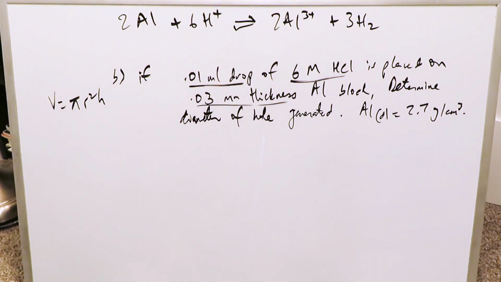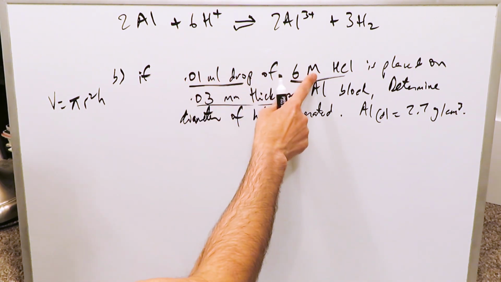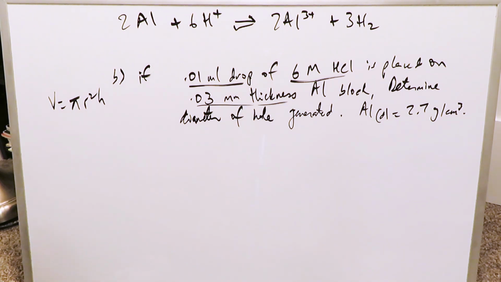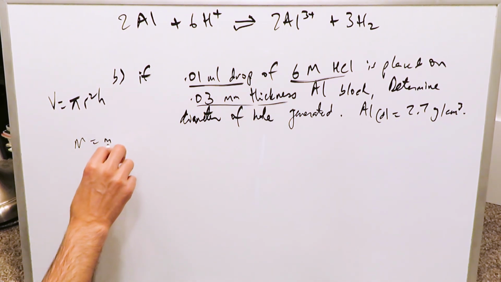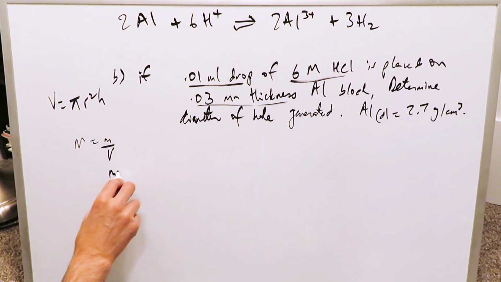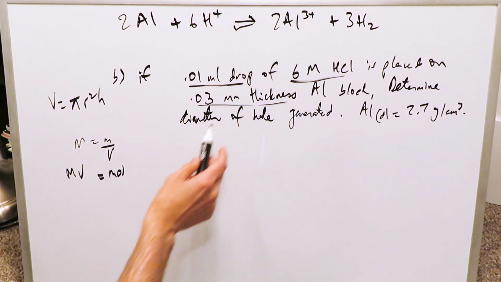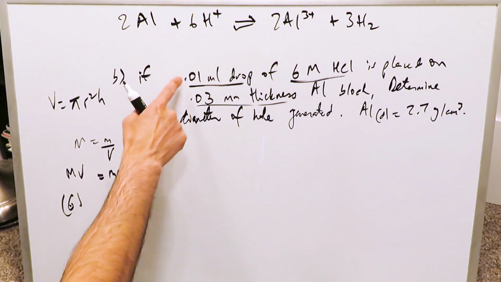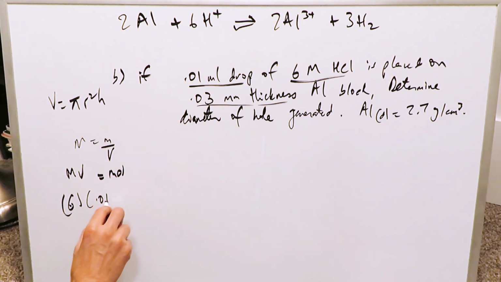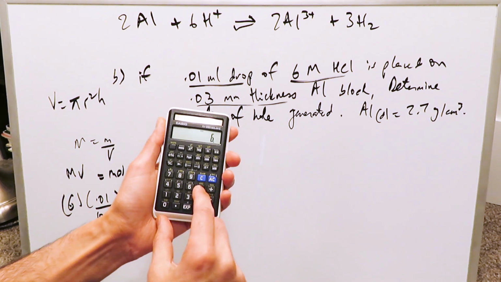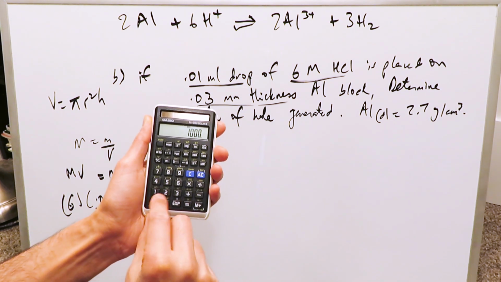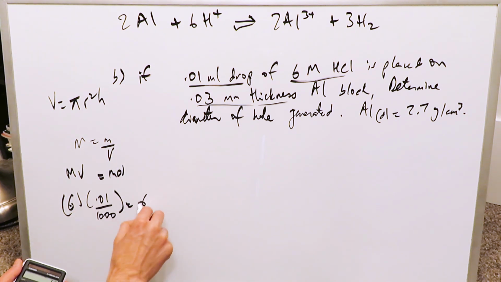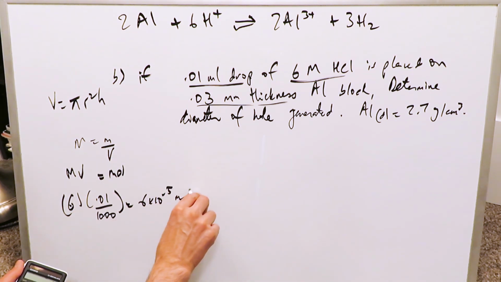Now we will do part B, and for this, you have to use a calculator. We have 0.01 milliliters. With regards to molarity and moles, you always want to look at liters. Molarity is equal to moles over volume. Moles is equal to molarity times volume, and we have 6 molar times 0.01 ml, but you have to do 0.01 divided by 1000 converted into liters. This will give you your moles of HCl. You'll determine the moles this way. You'll have 6 times 0.01 divided by 1000. We have 6 times 10 to the minus 5, 6 times 10 to the minus 5 moles HCl.